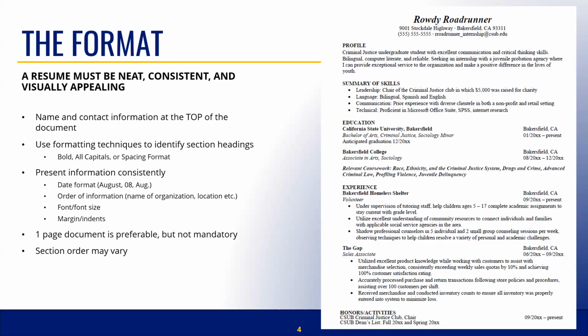A resume is composed of different headings or different sections, and it is important to utilize some form of formatting technique in order for those different headings to pop out from your resume. For example, you can bold a heading, you can utilize all capitals for a heading, or you can utilize some form of spacing technique in order for your heading to stand out. On the example on the screen, I see a couple of headings such as profile, summary of skills, education, experience, honors, and activities.